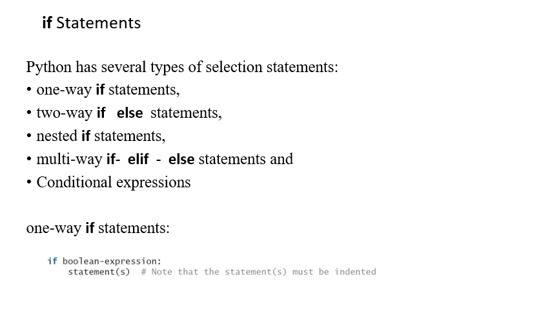Next, if statements. Python has several types of selection statements. One-way if statement, two-way if else statement, nested if else if statements, multi-way if else statements, and conditional expression. One-way if statement. If Boolean expression, then statement. It may be a single statement or multiple statements. So the syntax for one-way if is if, Boolean expression, then statements. Here the statements must be indented.